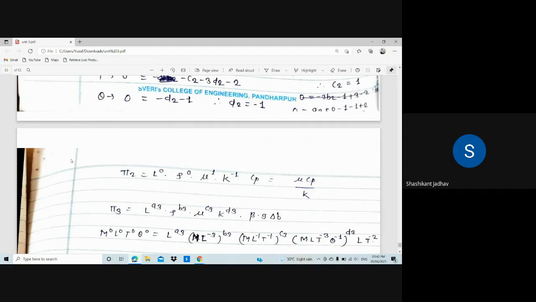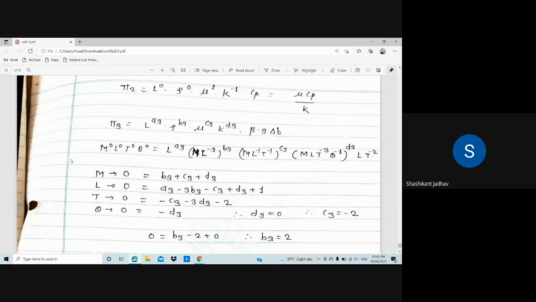Okay, similarly we have to write down the equation of pi3. Pi3 is equal to L raised to a3, rho raised to b3, mu raised to c3, k raised to d3 into beta g delta t. Put the dimension of each term into this equation. Compare the powers of both sides, that is m, l, t, theta, and from that we get the values of a3, b3, c3 and d3. Do the calculation by yourself and find out the values.